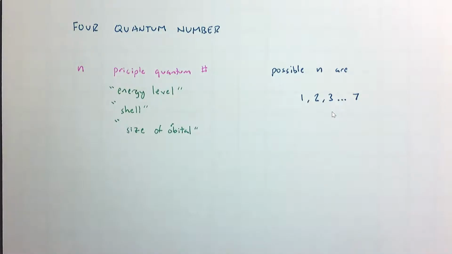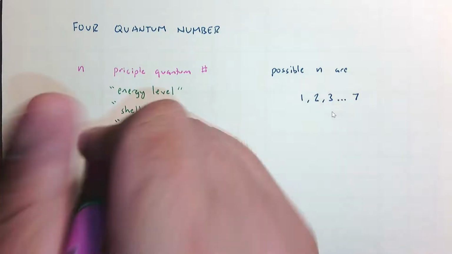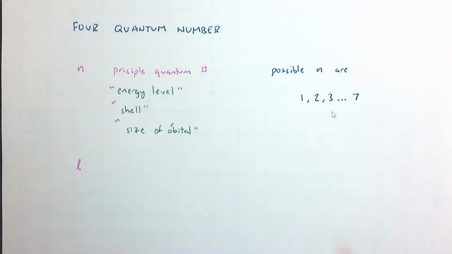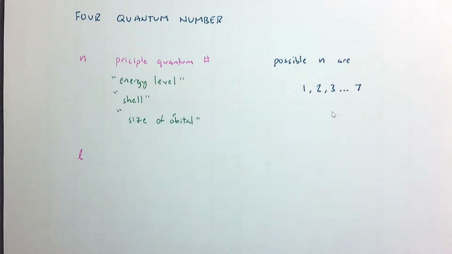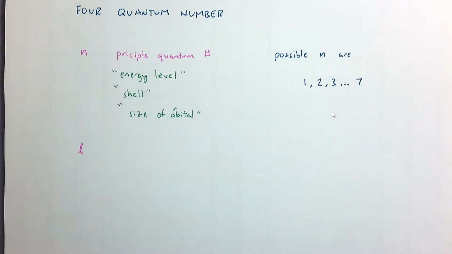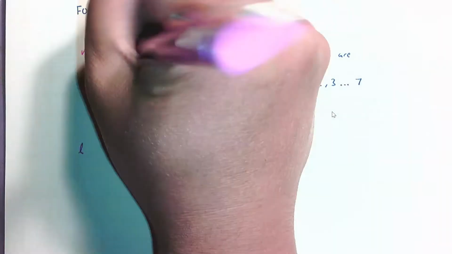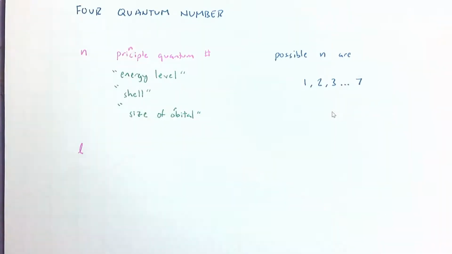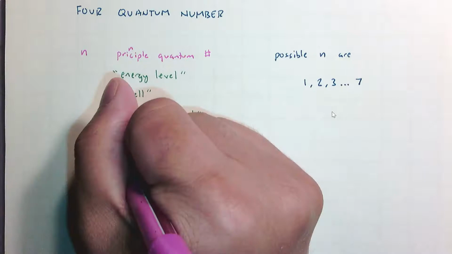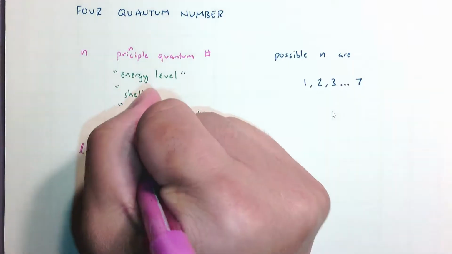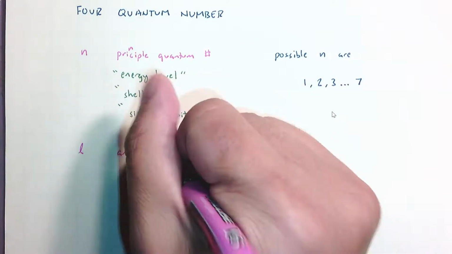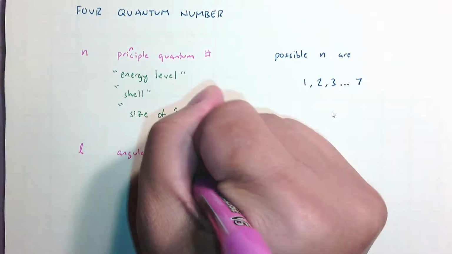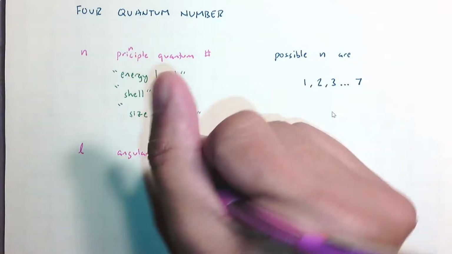The next one is going to be L. And I use lowercase or cursive L just to make sure that it's not confused with I or 1. Did I spell this right? There's an N there, principal. Next one is the angular momentum quantum number. I'm not going to go over historically why these names were chosen. Just remember this is the L quantum number.